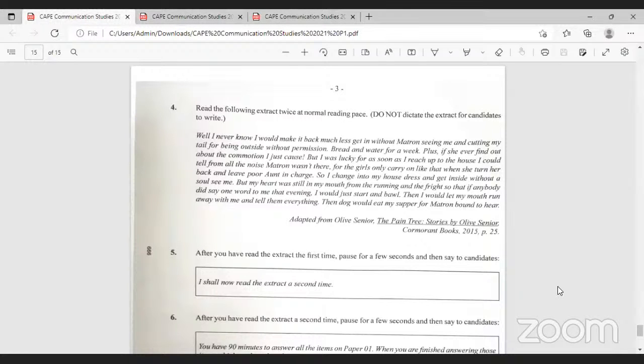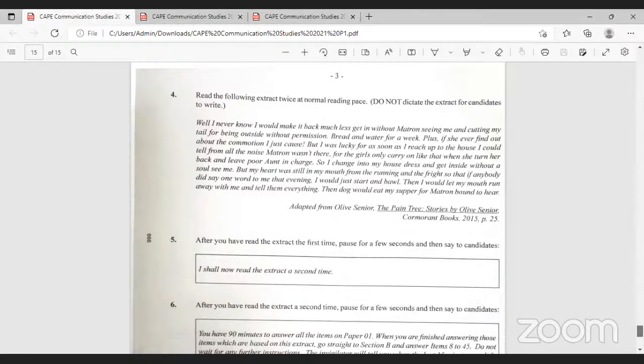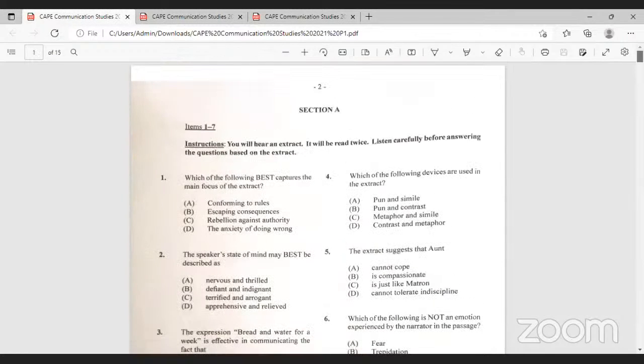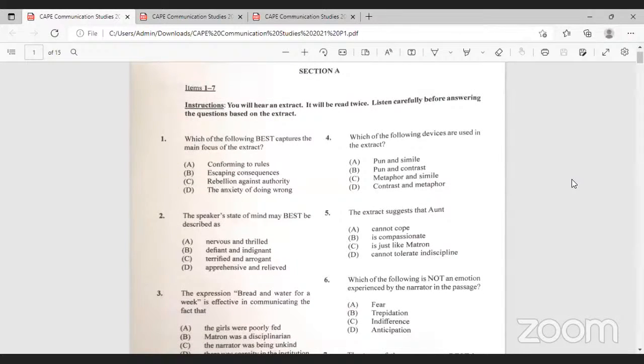This is the 2021 paper. This is last year's paper. Okay, so just finish reading the extract twice, and we're going to answer the first 7 questions. So, first question, which of the following best captures the main focus of the extract? Is it conforming to the rules, escaping consequences, rebellion against authority, or the anxiety of doing wrong? Best.